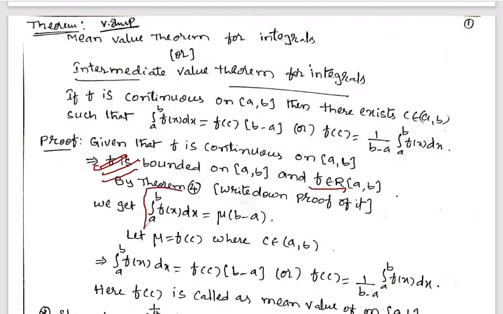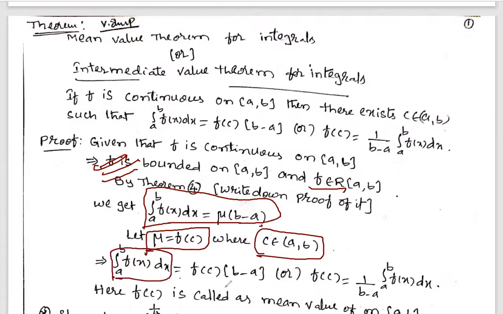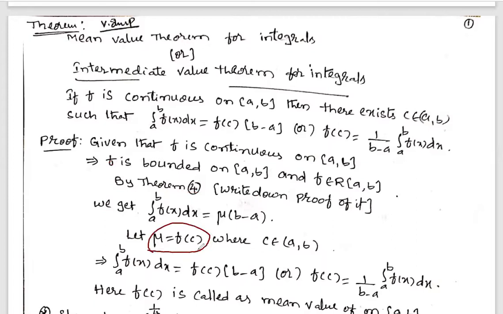And then, like earlier, the integral from a to b of f of x dx is equal to mu times b minus a. So I'm just taking this mu as f of c where c belongs to a, b. So the integral from a to b of f of x dx is equal to f of c into b minus a. I'm just substituting the f of c value there. Or you can write this as f of c; you want the f of c value, so send b minus a to that side.